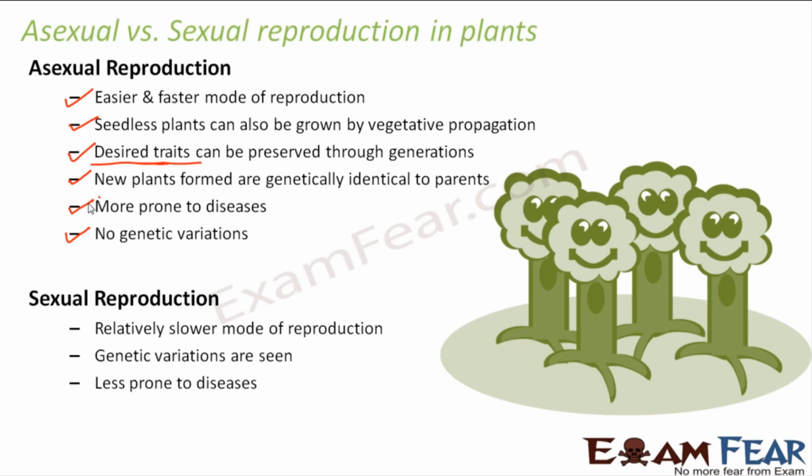Now, on the other hand, when we talk about sexual reproduction, this sexual mode is a relatively slower mode of reproduction as far as the multiplication rate is concerned. But here genetic variations are seen which are extremely important in the long run. These are less prone to diseases because in this case the child will have some characteristics of the father, some of the mother. So we are not very sure that if one of the parents is diseased, the child is definitely going to be diseased. There are chances that it can be, there are also chances that it cannot be. Right? So these are some of the pros and cons of both sexual as well as asexual reproduction in plants.